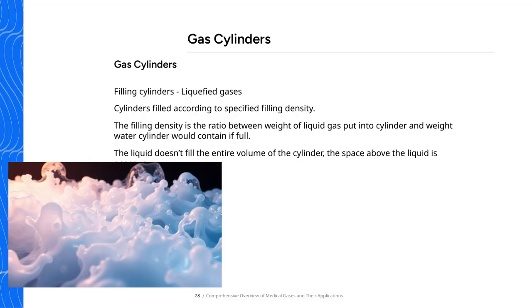Now, let's talk about filling cylinders with liquefied gases. When we fill these cylinders, it's important to do so according to a specific filling density. This filling density is basically the ratio between the weight of the liquid gas we put into the cylinder and the weight of water the cylinder would contain if it were completely filled. What this means practically is that the cylinder isn't filled all the way with liquid gas. There's always a space above the liquid. This space contains gaseous vapor, which is necessary to keep the liquid stable under pressure.